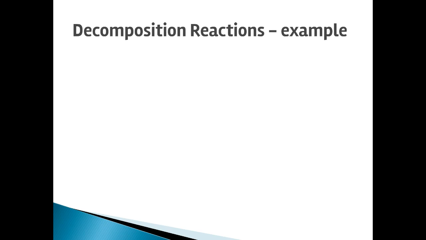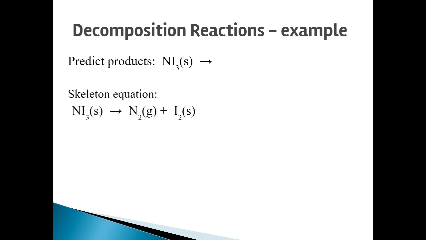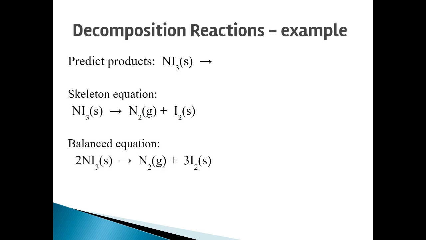So an example for decomposition reactions, predict the product of nitrogen triiodide. Well, that's going to break down into nitrogen and iodine. The question is, how do we have to write those? Well, nitrogen is going to be a gas, and iodine is a solid at room temperature, but they're both diatomics, so it would have to be written that way. And then you would balance it and you would get this equation right here.